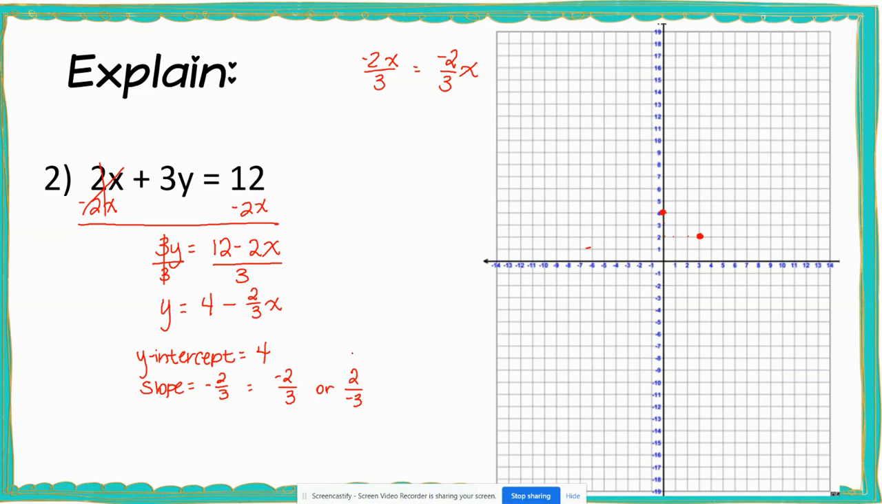Now remember, that's the same as doing +2 over -3. So if I had gone back to my y-intercept, if I had a rise of +2, I would have gone up 2, and a run of -3 means I would have gone left 3. So I would have these points, which I could then connect with a line and put arrows on.